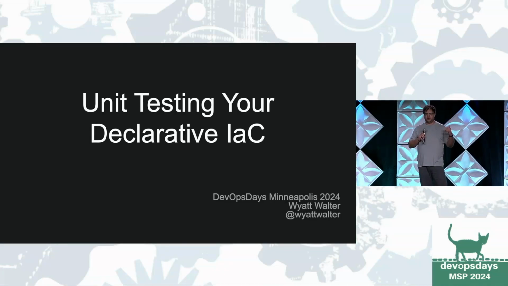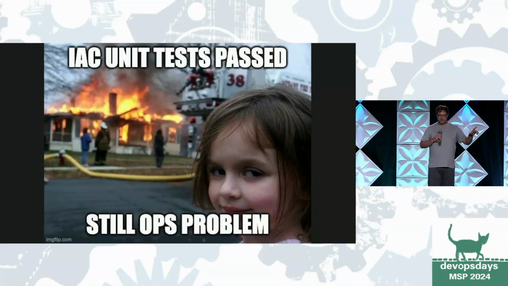I'm here to take you on a bit of a whirlwind tour of a bunch of tools that you can use for unit testing your declarative infrastructure as code configuration. I'm going to do 4 tools in 5 minutes, so it's going to be super broad and pretty fast. I got a couple of memes for intros, and then we'll dive into some examples.